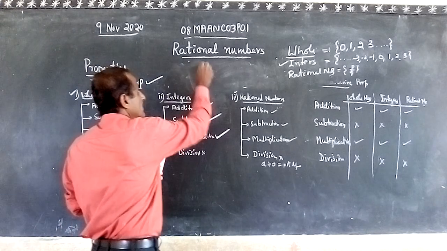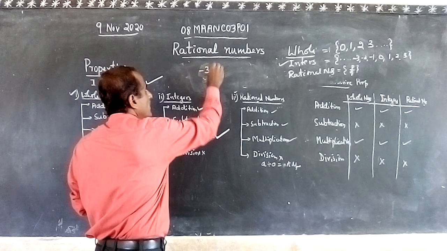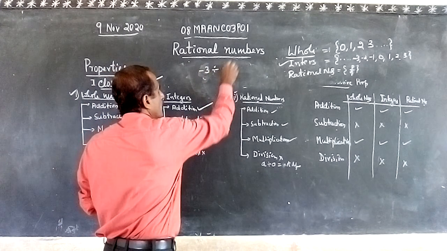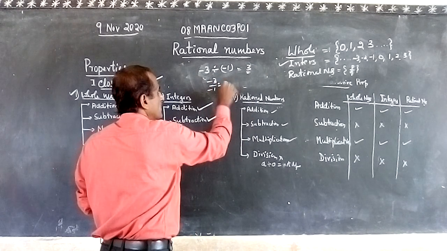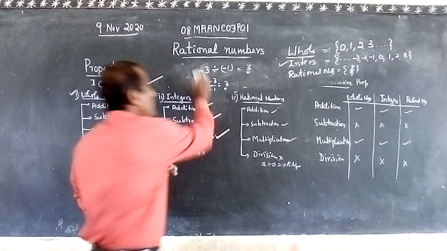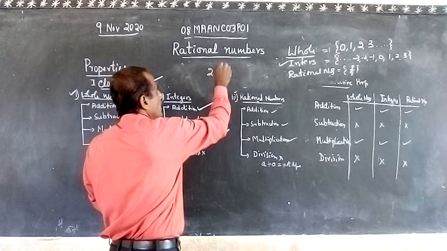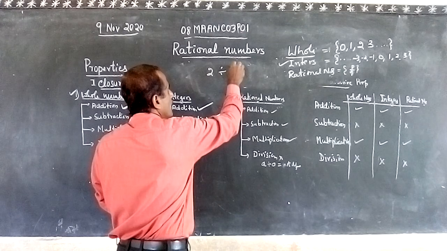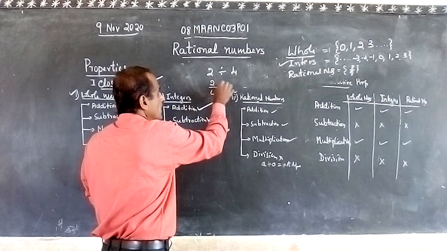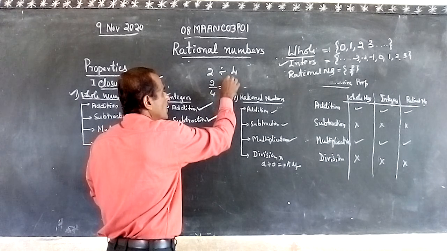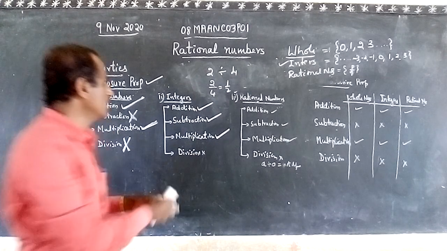Next, division. 8 divided by 4. Or for example, minus 3 divided by minus 1. What is the answer? Minus 3 divided by minus 1 is equal to plus 3. It's an integer. Okay, it is possible. I will divide another integer. Say 2 divided by 4. 2 divided by 4 is equal to 1 by 2. 1 by 2 is not an integer.